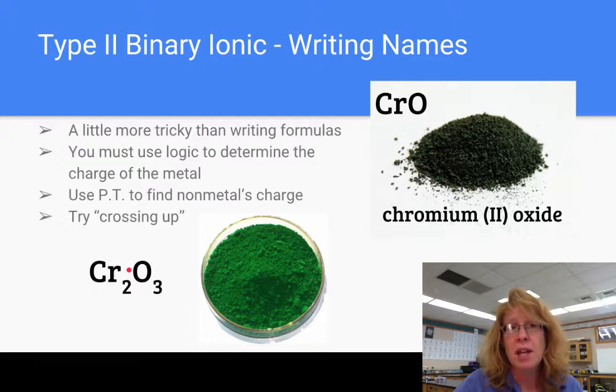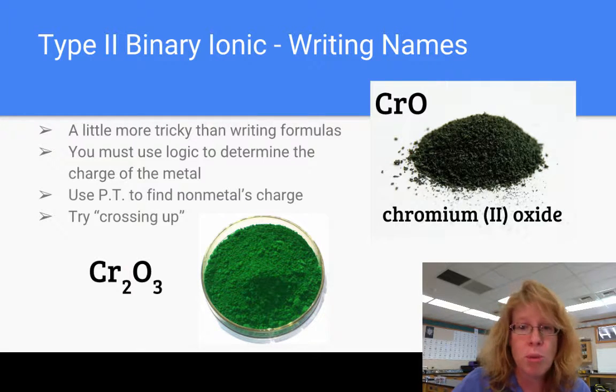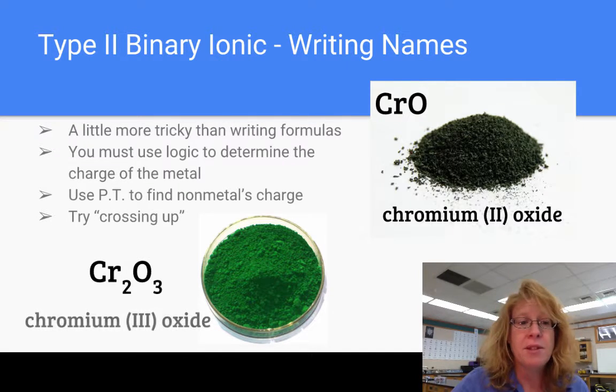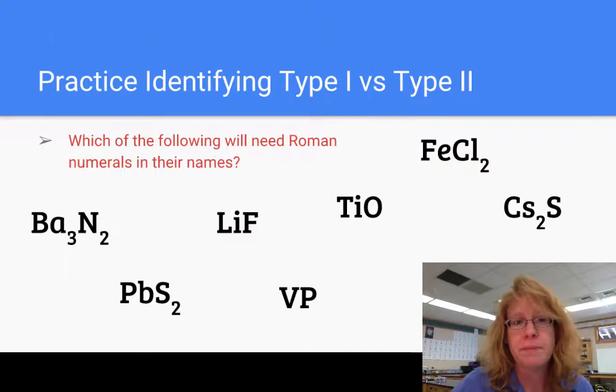So with these, here's how you would write their formal names. Chromium with a Roman numeral 2 and oxide, because it's chromium 2+. And this one would be chromium 3 oxide, because it's chromium with a 3+ charge.